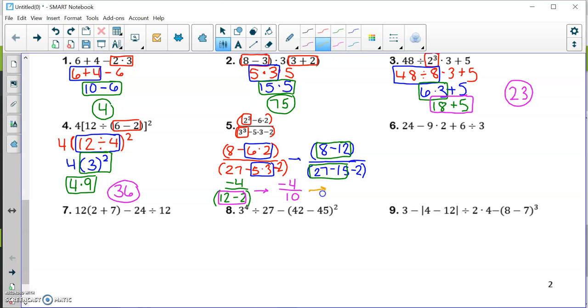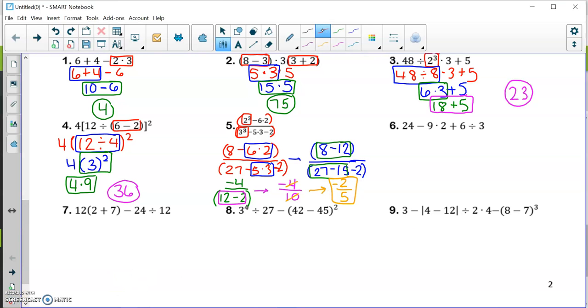Now we're going to leave our answer as a fraction. However, we're going to simplify this fraction. A negative 4 is divisible by a 2, and a 10 is divisible by a 2. Negative 4 divided by a 2 is a negative 2, and a 10 divided by a 2 is a 5. In algebra, we leave things as fractions. Fractions are our friends. We keep our answers as fractions always. So negative 2/5 is your answer.